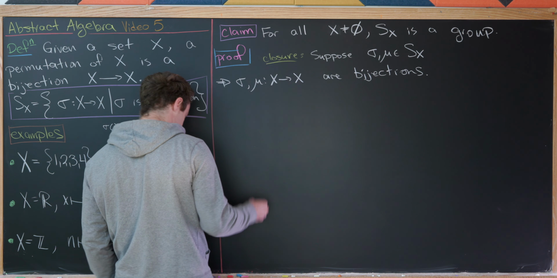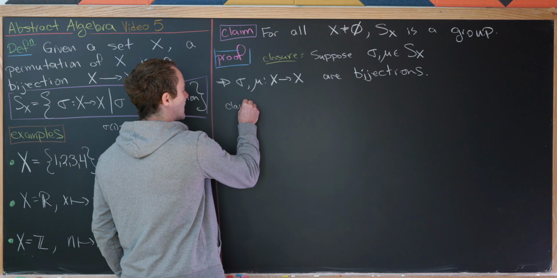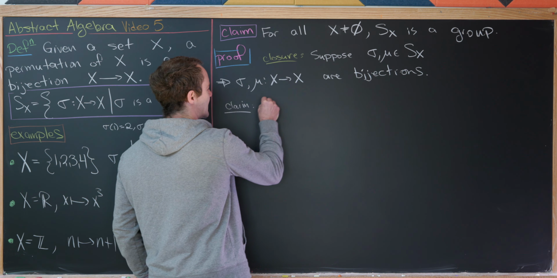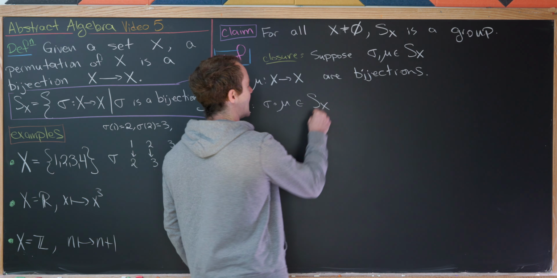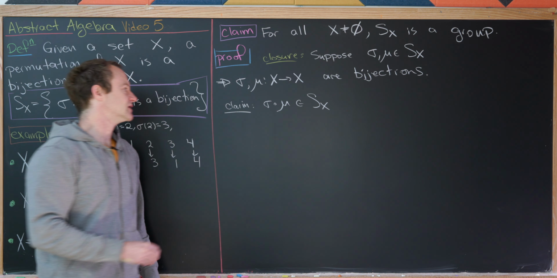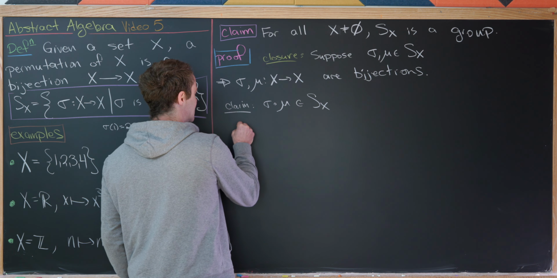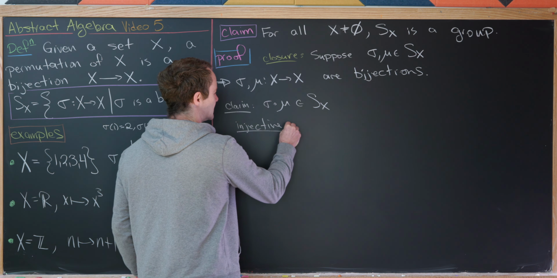We'll prove that as a little bit of a subclaim. We'll write the claim here, and that is that sigma composed with mu is in S_X. That means it's a bijection. Okay, so let's first show that it's an injection. Here, we need to show that it's injective.